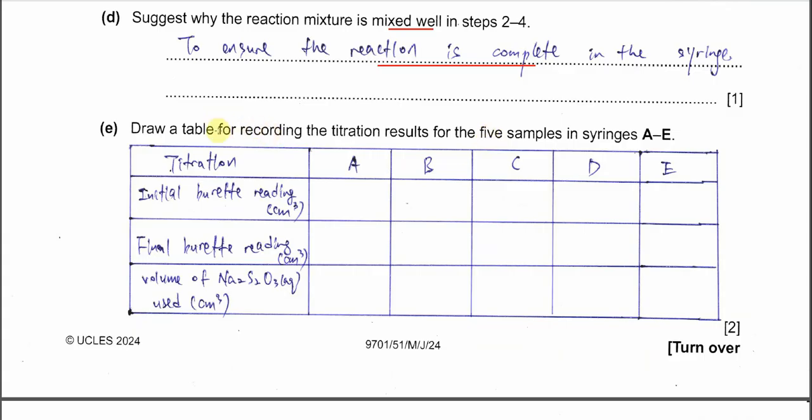Okay, part E. Draw a table for recording the titration result for the 5 samples A to E. You just need to construct the normal titration table. Right, so the 3 items must be there: initial burette readings, final burette readings, with the units cm cube, and the volume of the sodium thiosulfate solution used. These three items must be there together with the titrations A, B, C, D, E, these 5 samples.